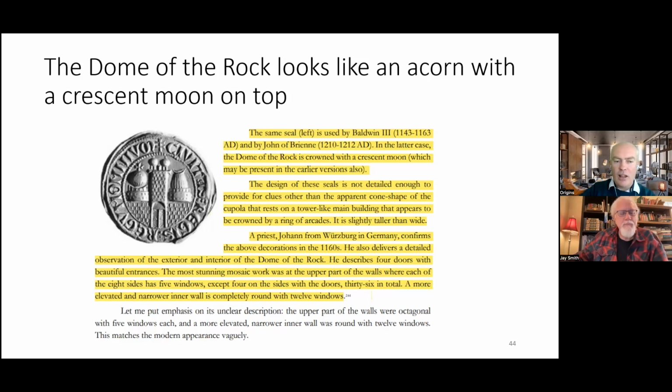I'll put emphasis on its unclear description. The upper part of the walls were octagonal with 5 windows each, and a more elevated, narrow inner wall was round with 12 windows. This matches the modern appearance vaguely, but as you can see from the outer image, it's very different from what it is today.